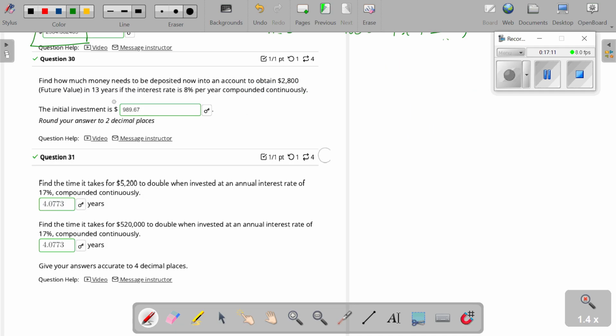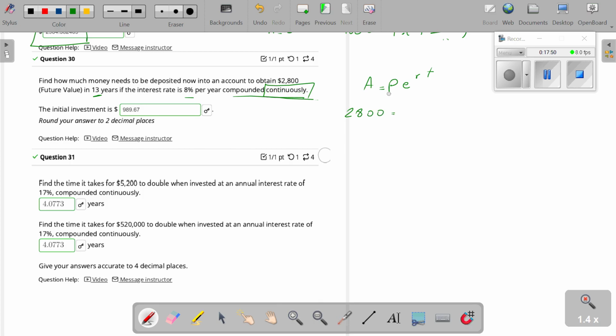Question 30. Find how much money needs to be deposited now into an account to obtain $2,800 in 13 years if the interest rate is 8% per year compounded continuously. So when it says compounded continuously, we're going to use this formula: A = P e^(rt). This is for compounded continuously. Notice this is the key word to know if you need to use this formula. Okay, the final amount we want to be 2,800, so I'm going to write 2,800.